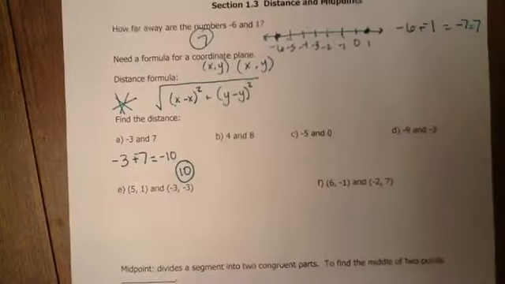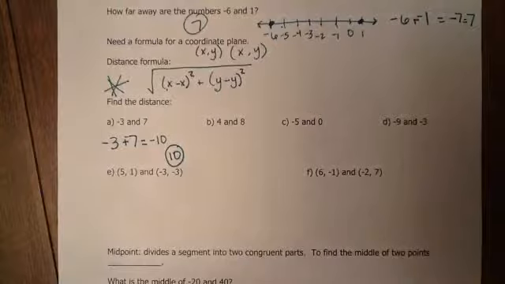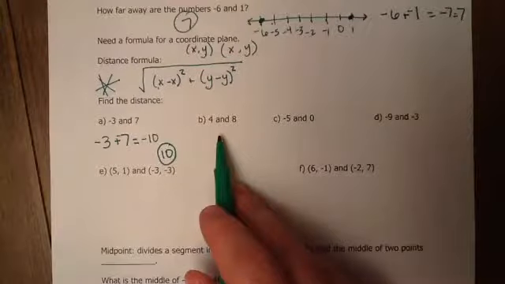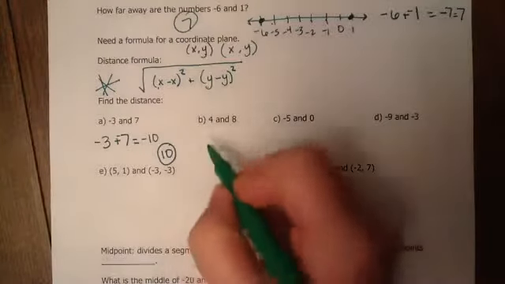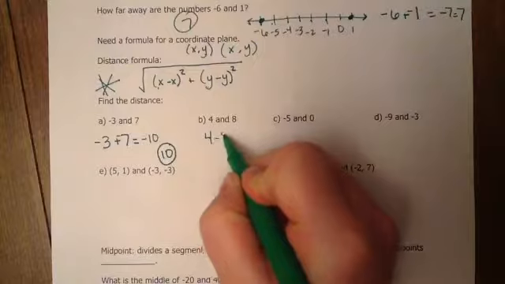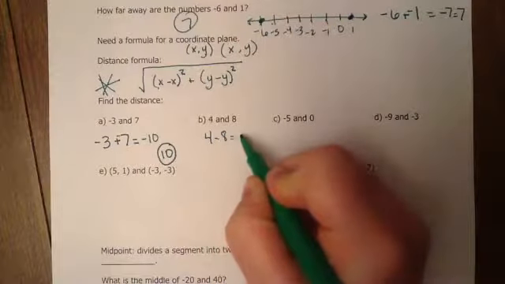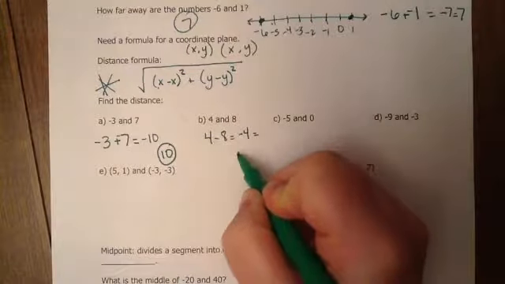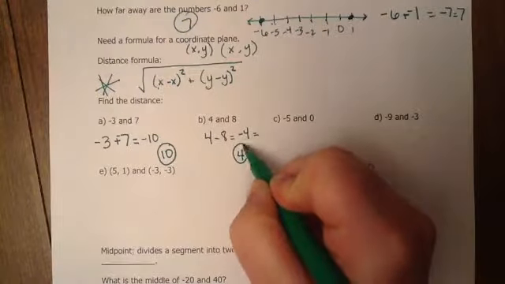And again, if you'd like to draw a number line, that would be perfectly fine to count how many spaces there are. What about 4 and 8? How will I do this one? 4 minus 8, or 8 minus 4, is -4. So how many spaces? 4 spaces in between.